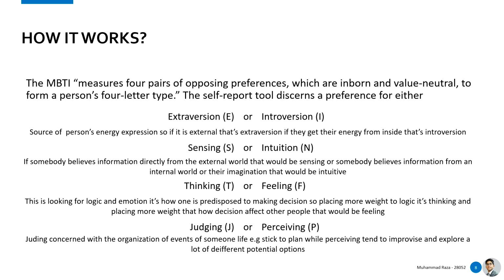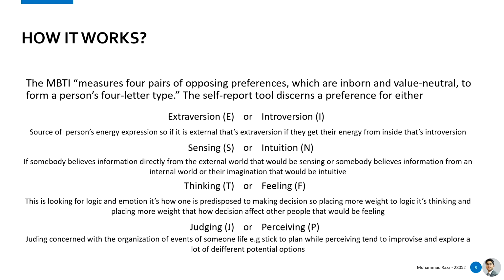In extroversion, for example, if a person's source of expression is external, that would be the extroversion personality. If they get their energy from inside, that would be introversion. And for sensing and intuition, if somebody believes in information directly from the external world, that would be sensing. And if the information is from the internal world, that would be intuition. And the same for this case.